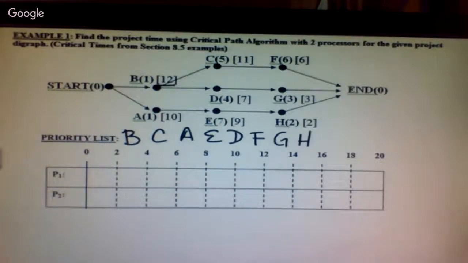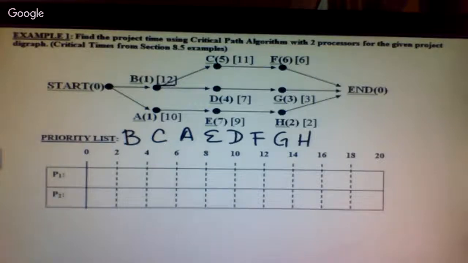That's where most of you are going to get messed up on your test. Instead of looking at the critical times, you're going to look at the processing times. You're going to create the wrong list. Okay. So please be careful. Your priority list, when it says critical, you're looking at the ones in brackets.